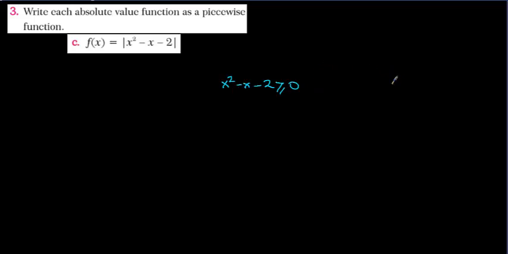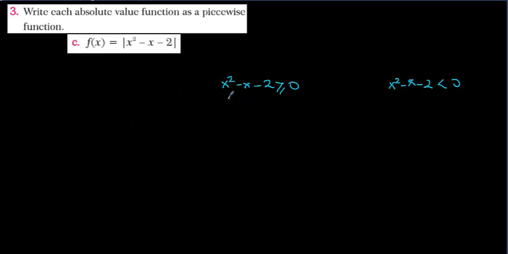Or will be less than 0. X squared minus x minus 2 will be less than 0. If you remember the solution of these two questions, it is similar. On this question, we are looking for the greater values. On this side, we are looking for the negative values, or less than 0 values. That's why the critical points of these two questions are going to be the same.